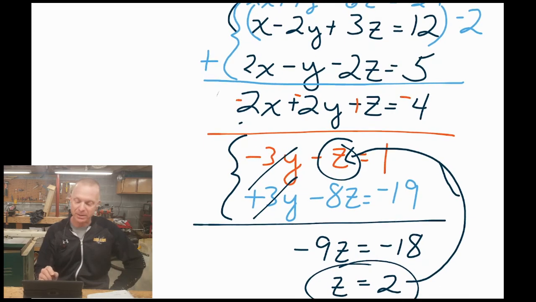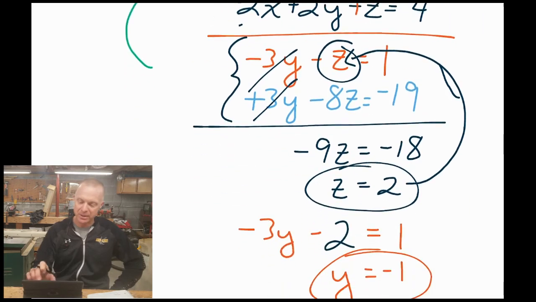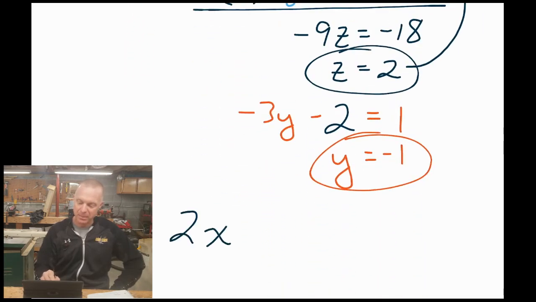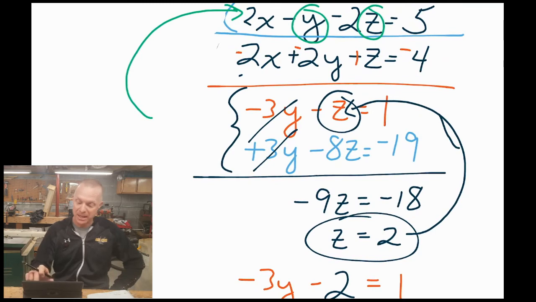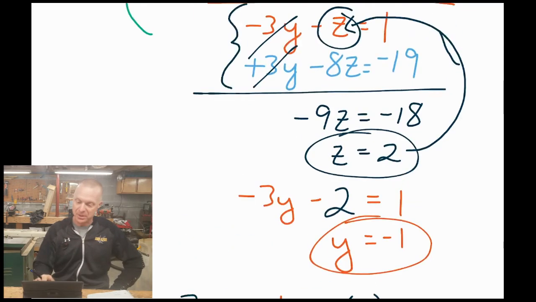Do you want to plug into the second equation? It's kind of looking a little lonely there. So we'll plug into the second equation for y and for z. Let me see if I can get this right. It's going to be 2x minus y. So that's 2x minus an already negative 1. And what else was in that equation? A minus 2z. So minus 2, remember z equals 2. And what does this equal?